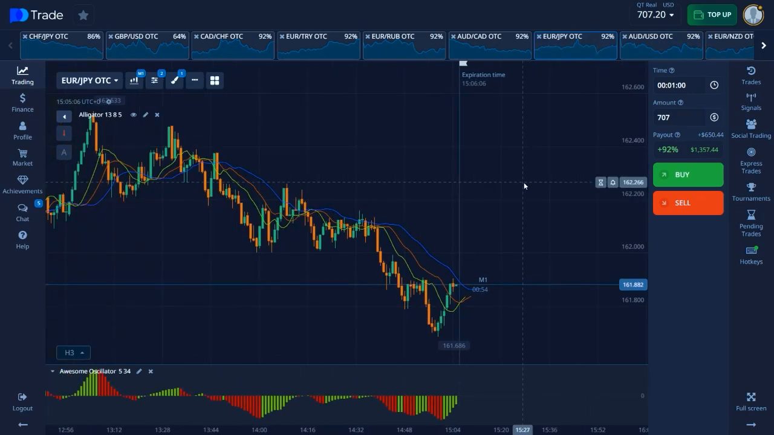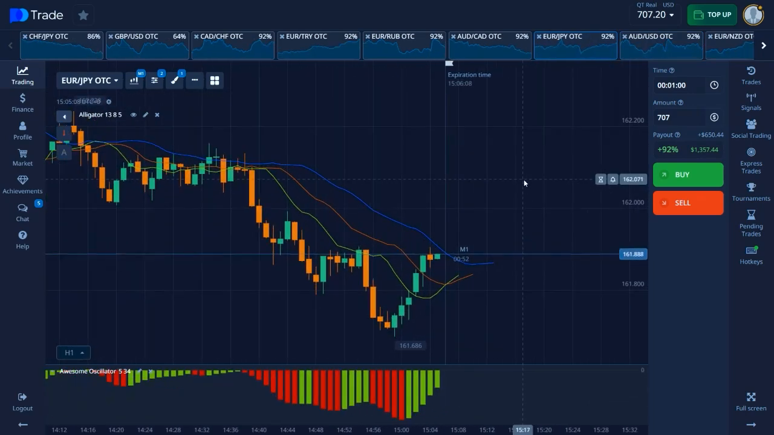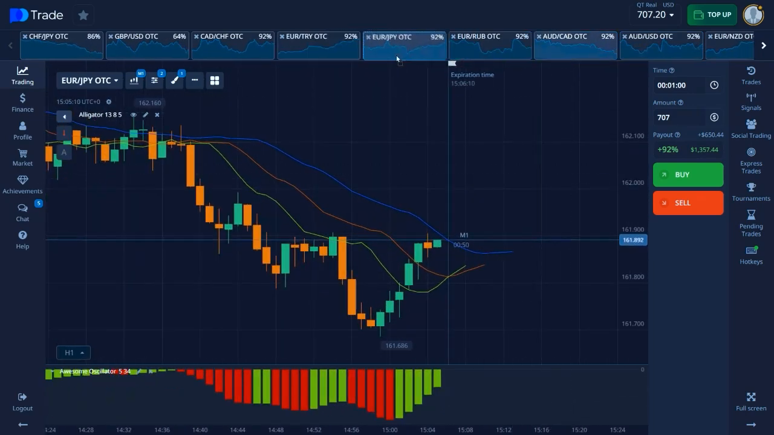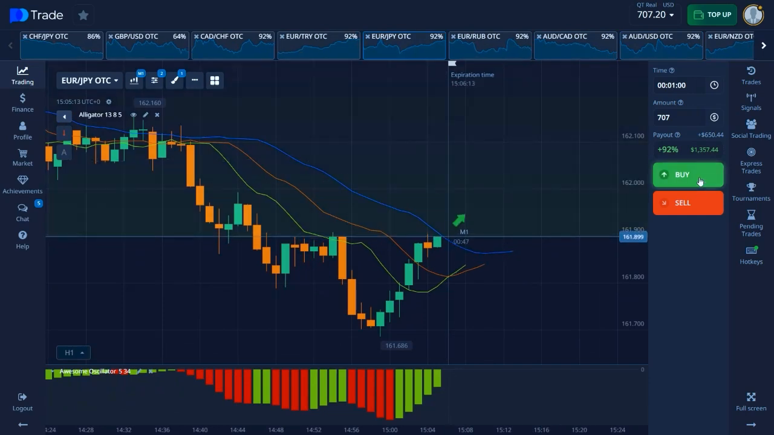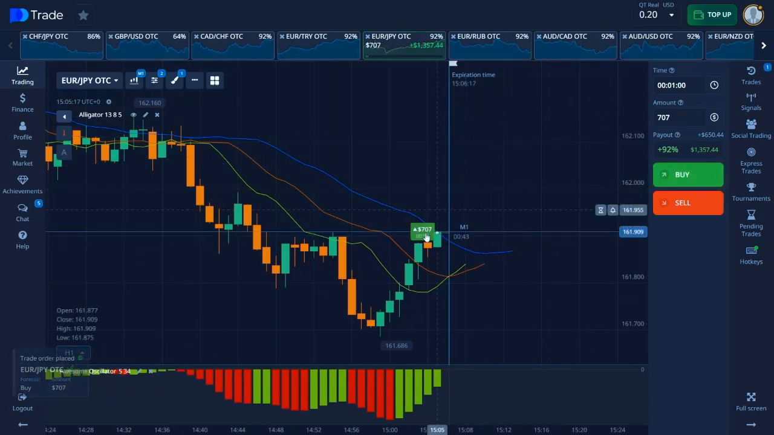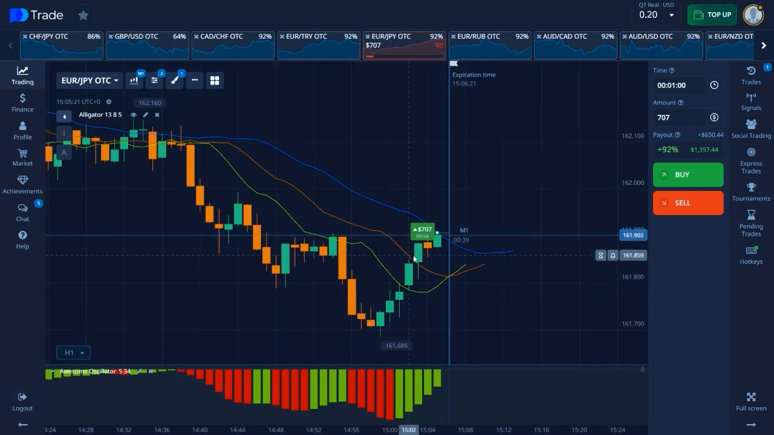So, let's work with this asset. Euro, Japanese yen, currency pair. Our position here is also on the rise. We see that we have started a reversal movement after touching the support level and the trend is already going up quite well without any sharp rollbacks.